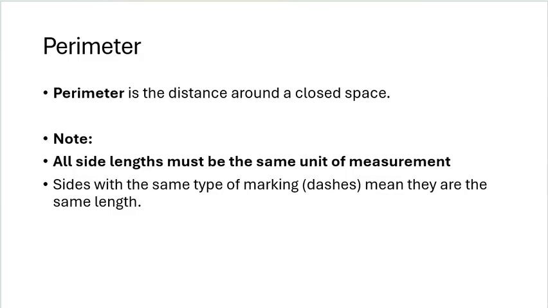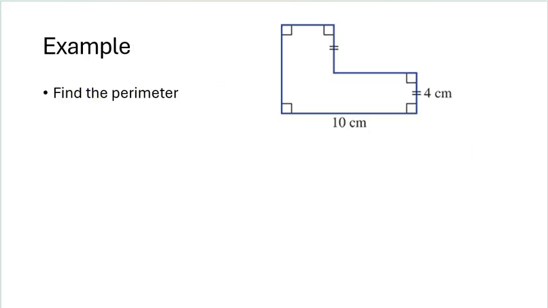So perimeter is just a distance, okay? Now you need to make sure that all side lengths are in the same unit. What that means is if you're trying to find perimeter in centimeters, all the side lengths must be in centimeters, and all that kind of stuff, okay? Sides with the same type of marking, or dashes as we call them, mean that they are the same length. They're exactly the same in terms of how long they are.